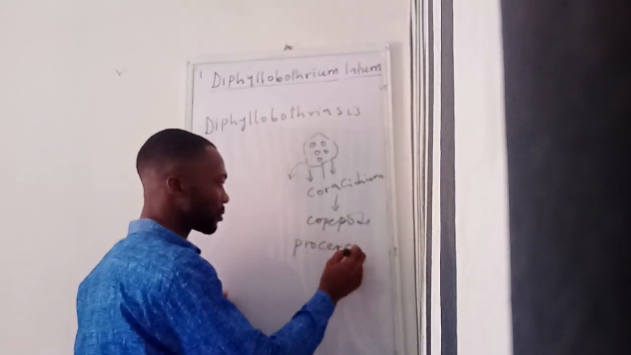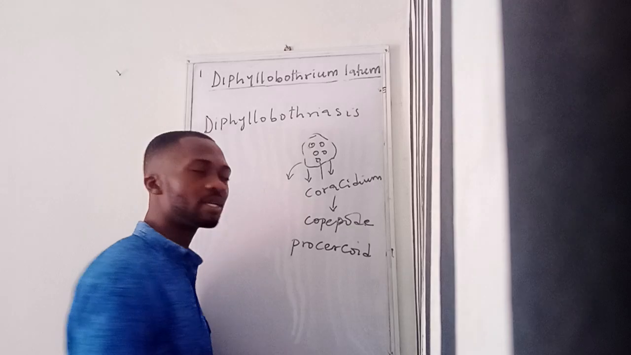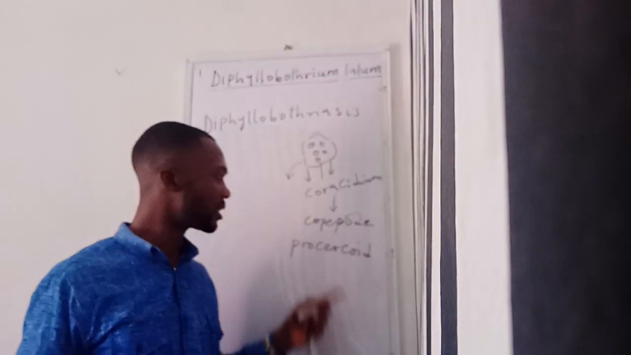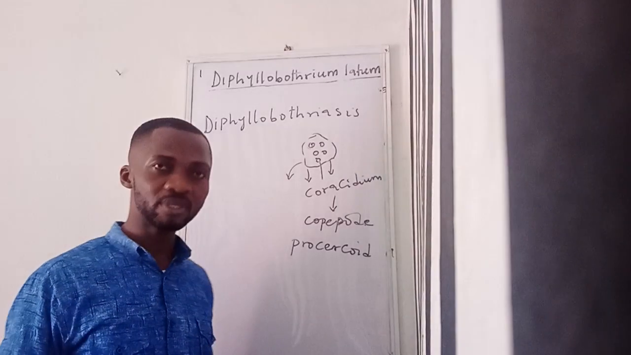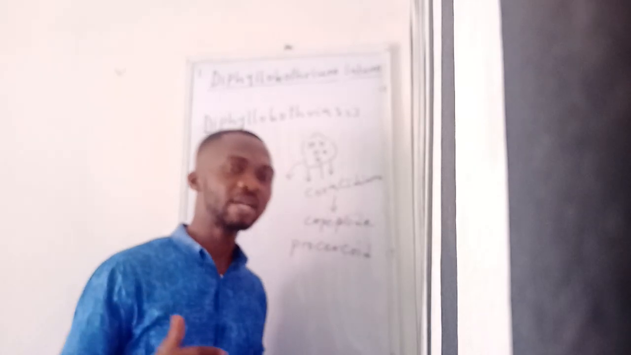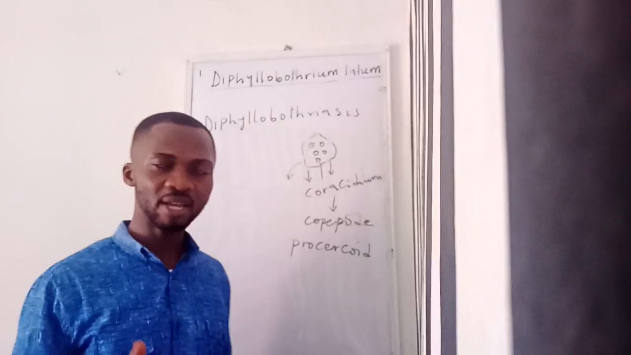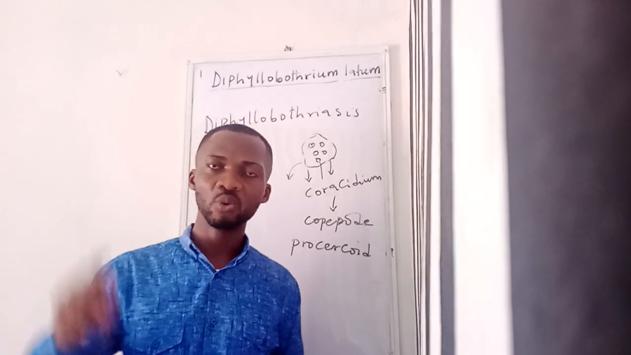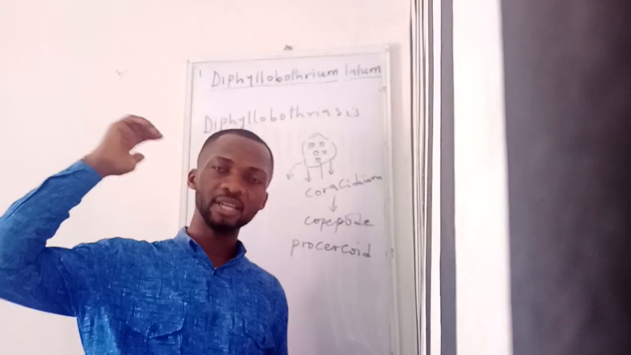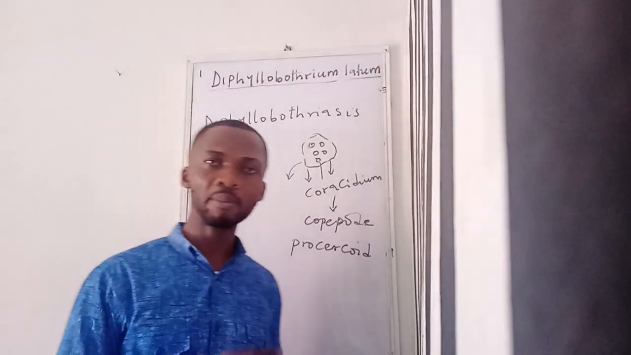Right inside the body of the copepod, the coracidium transforms into another larval stage, which is called the procercoid. Don't forget that one of the basic characteristics of Diphyllobothrium latum is that it has two intermediate hosts. One of the intermediate hosts is a crustacean or a copepod. Then the second intermediate host is a fish. And that is what I'm about to mention now.